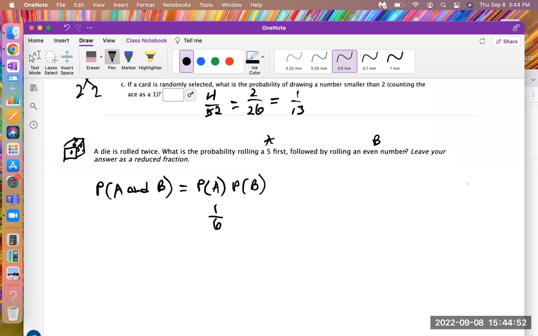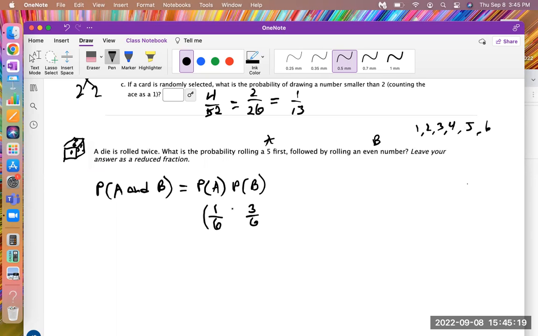Then the probability of rolling an even number, well, there's 3, because on a die there are the numbers 1, 2, 3, 4, 5, and 6. They're written as dots on the die, and 3 of those are even, right? So the 2, 4, and 6. So 3 out of 6, we have a probability of 3 out of 6 of getting an even number.